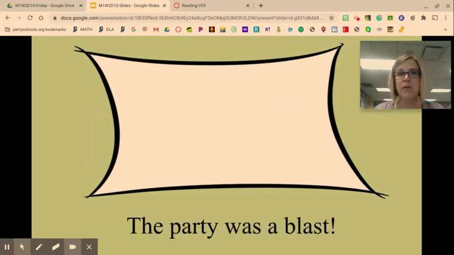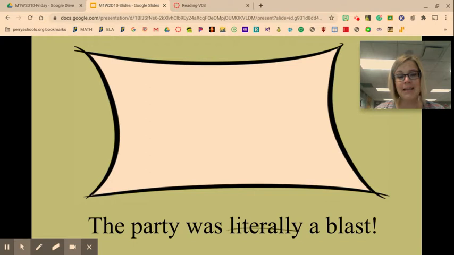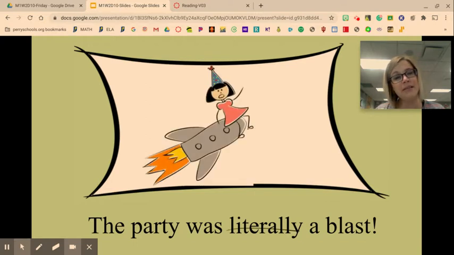The party was a blast. The party was so much fun is what it means figuratively. But the party was literally a blast. The party went off on a rocket ship into outer space. Not really going to happen. The party's not going to blast off like a rocket.